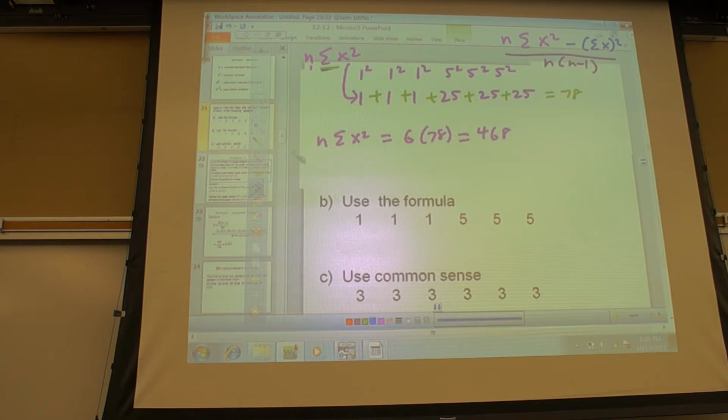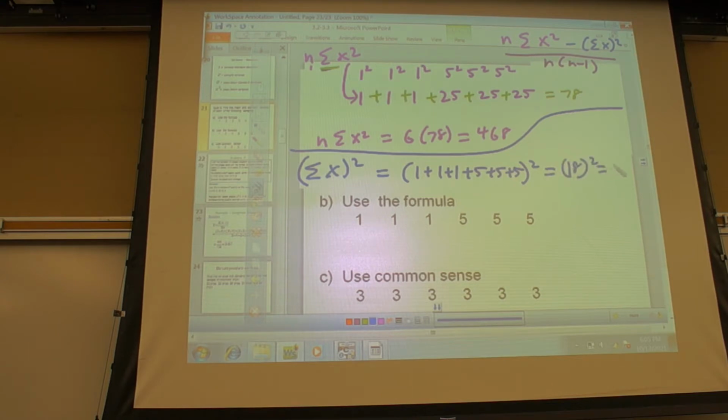Now we got to deal with this other part. That's the first part. Now I got to deal with the sum of the x's, squared. This is the parentheses, sum of the x's, squared. That means I need to add them up first and then square them. So 1 plus 1 plus 1 plus 5 plus 5 plus 5, and square that. If I add them up, I get 18 squared. What's that, 324? Yeah. Great.